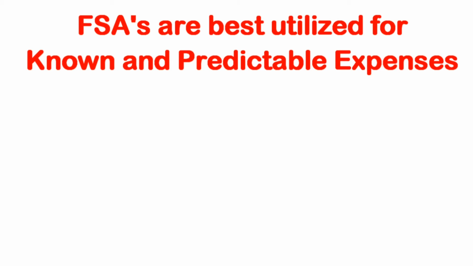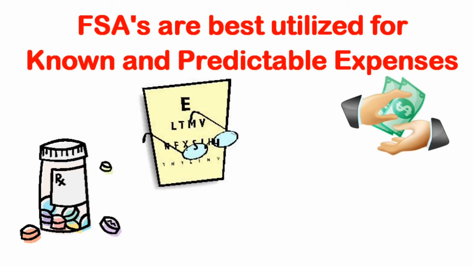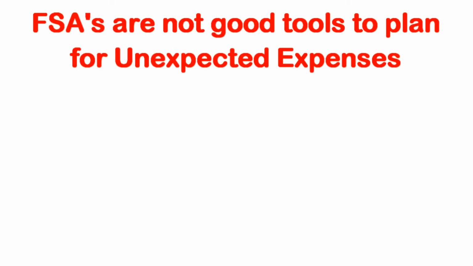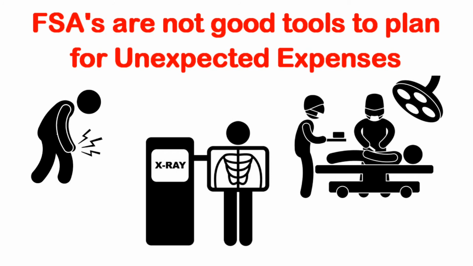FSAs are best utilized for known and predictable expenses. This includes items such as maintenance medications, vision expenses, routine copays, and daycare. FSAs are not good tools to plan for unexpected expenses. This could include expenses for injuries, emergency surgeries, or diagnostic testing.